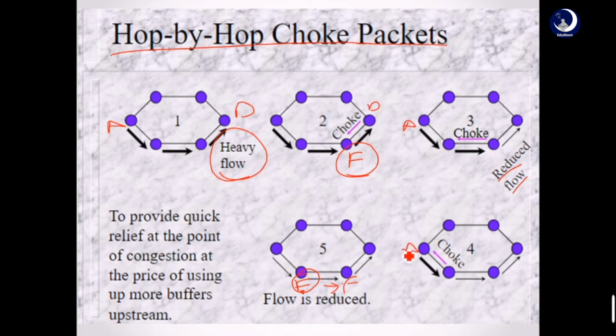Here, by following this path, the flow is immediately reduced. At each router, after receiving the choke packet, it reduces the flow. This has to be noted.